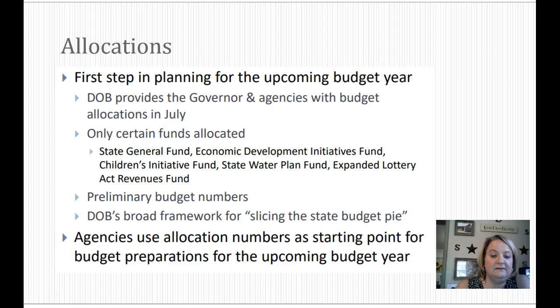These are given to us as preliminary budget numbers and the Department of Budget's broad framework for slicing the state budget pie. Like I said, we have to work with these numbers even though the budget is not necessarily approved yet. So we use these allocation numbers as a starting point for budget preparations for the upcoming budget year.